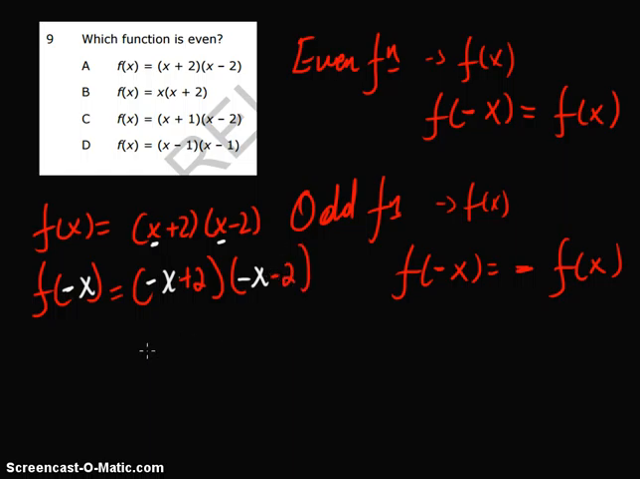Okay, what can I do next? Well, I'm going to factor out a negative from both of these. When I factor out a negative 1 from here, I get negative 1 and then x minus 2. Let me distribute it to check if I get the same answer. Negative 1 times x, negative x, negative 1 times 2, negative 1 times negative 2, positive 2. So that works. We're going to do the same thing with this one.